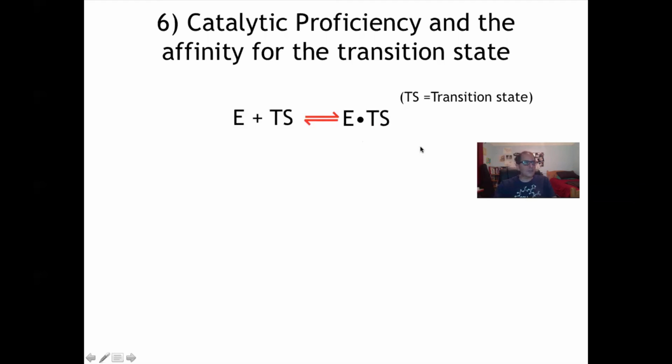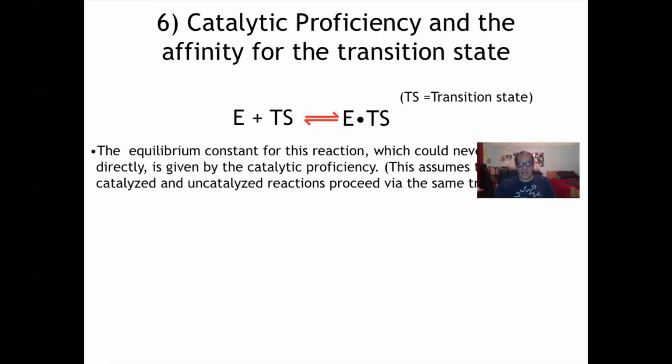So you can't isolate the transition state and measure its affinity for the enzyme directly. But in effect, you can do that by measuring the Kcat, the Km, and the Knon for any given enzyme. And by combining those in the way we saw on the previous slide to get the catalytic proficiency, you're also coming up with a measure of the affinity of the transition state for the enzyme.